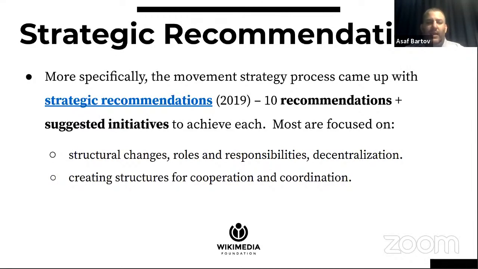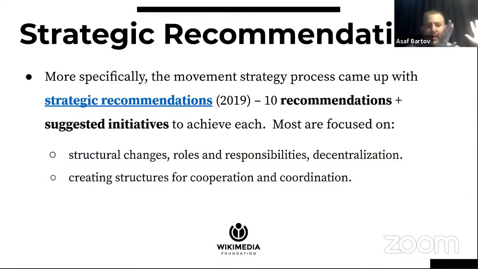And in 2019, following a complex, multilateral, multi-sided process that you've all been at least somewhat aware of, I'm sure, we came up with these strategic recommendations. That was already a little while ago in 2019. And they were basically 10 big recommendations, and each of them had some suggested initiatives.